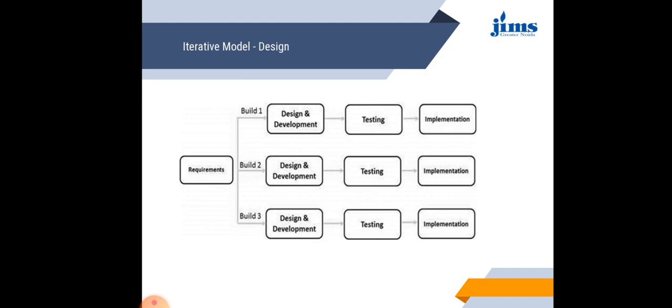So we go through the process of iterations one by one. Whenever one iteration is done, if there are any further requirements for the system, we go with iteration 2, and in iteration 2, if there is any need for upgradation, then we go with iteration 3.